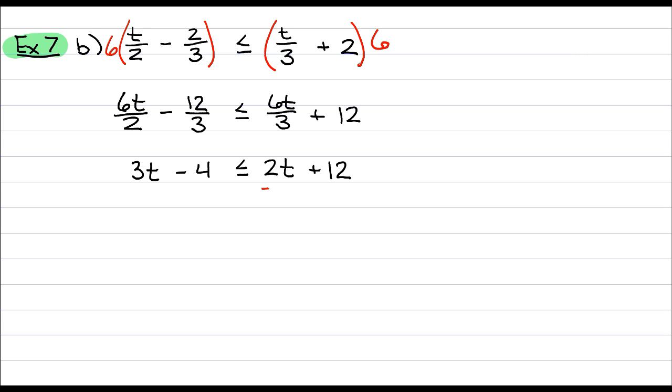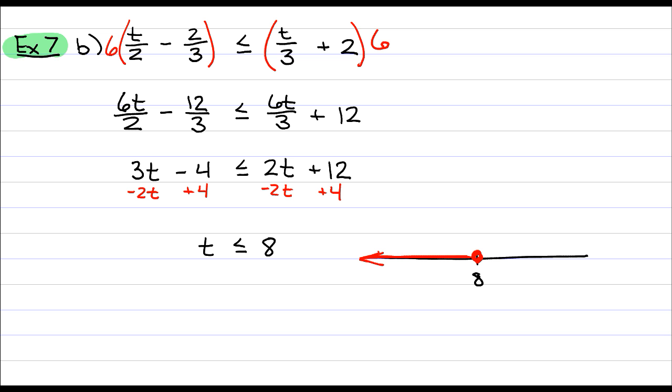I'm going to subtract 2t from both sides and add 4 to both sides. Okay, so that's going to leave me with just t less than or equal to 8. So my answer is all values of t that are less than or equal to 8. Geometrically, that's going to look like this. There's my number line. This is 8. My solution is 8 and everything smaller than that.